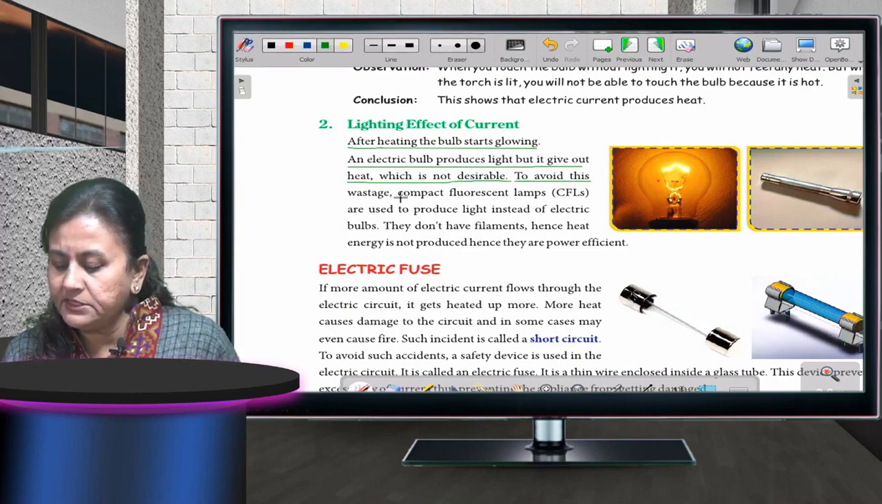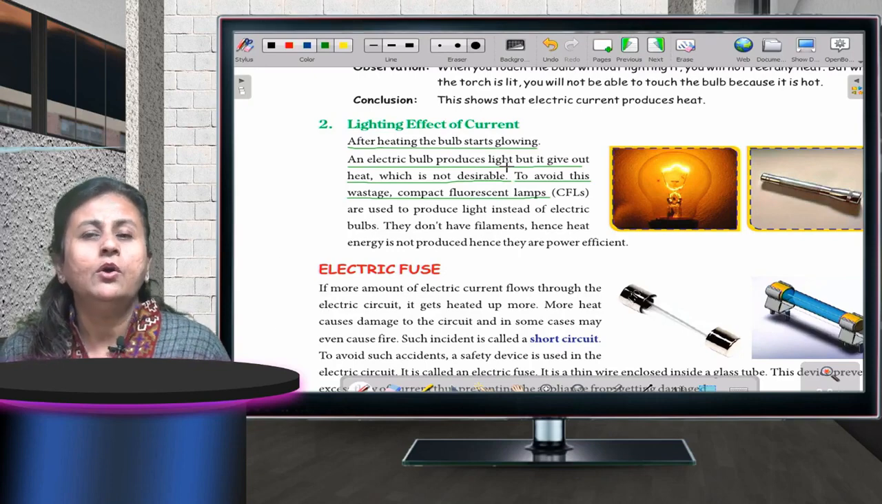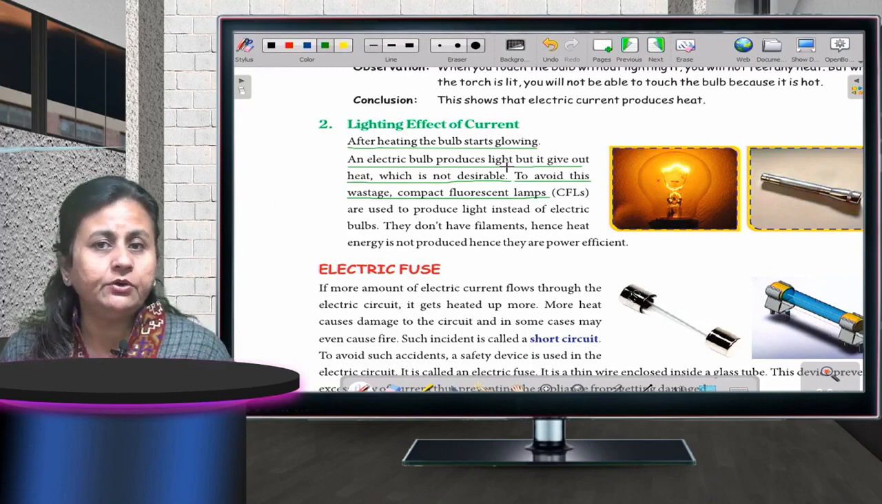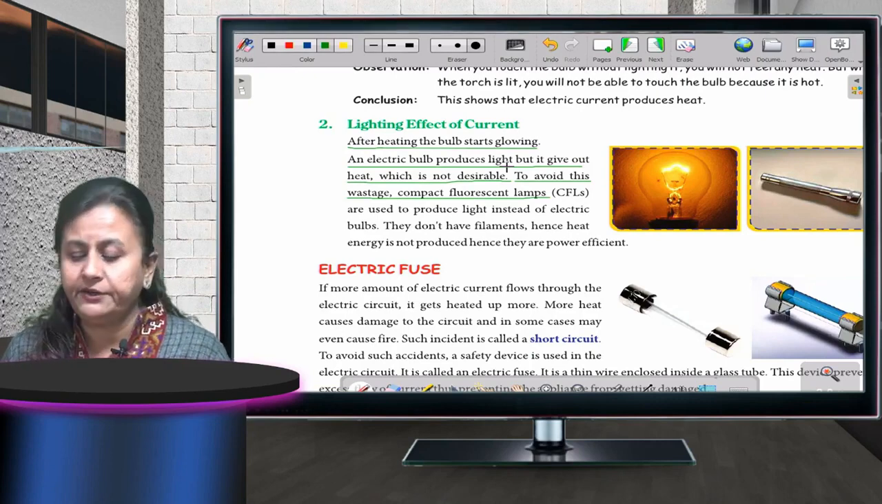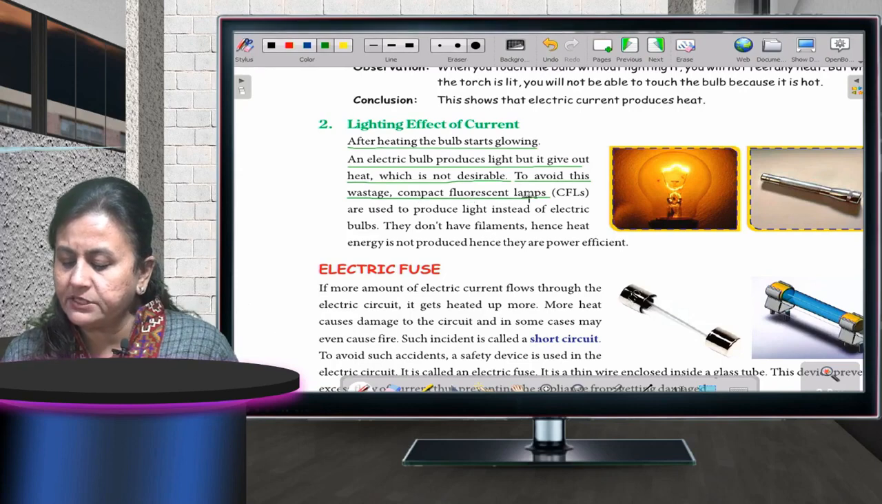To avoid this wastage, we have compact fluorescent lamps. You must have heard of CFL these days. Earlier we were using big bulbs, and at the same time they give out heat also, and heat we don't need, that is just wastage. So what we have done, we have invented the CFL. The full form of CFL is compact fluorescent lamp.